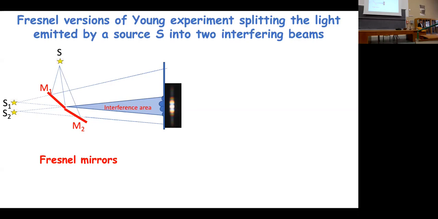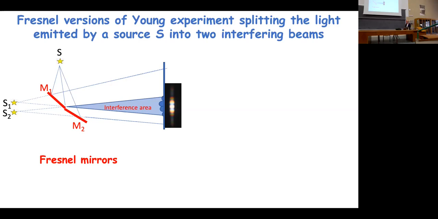And he went into a farmhouse in Normandy, and he did his experiment in the kitchen of the farmhouse with very simple equipment. In fact, one says that he did not have a lens to concentrate the light from the sun, so he used a drop of honey as a very simple lens. So this is the Fresnel mirrors.